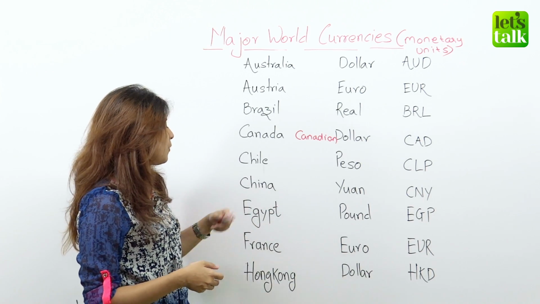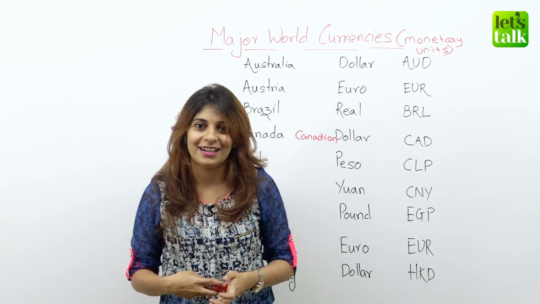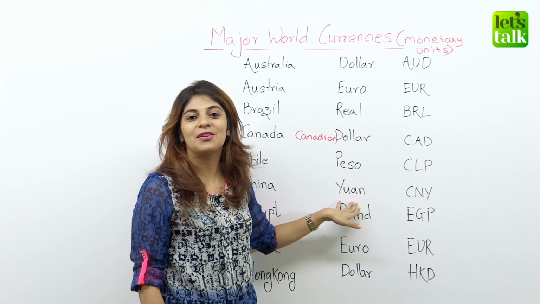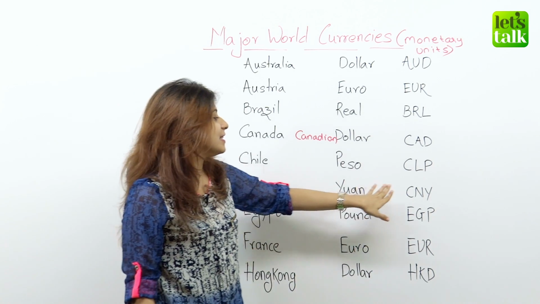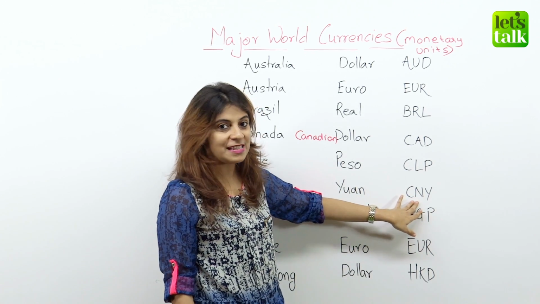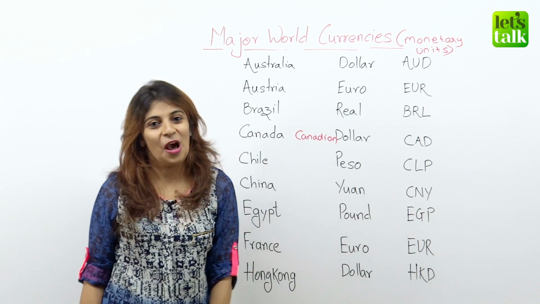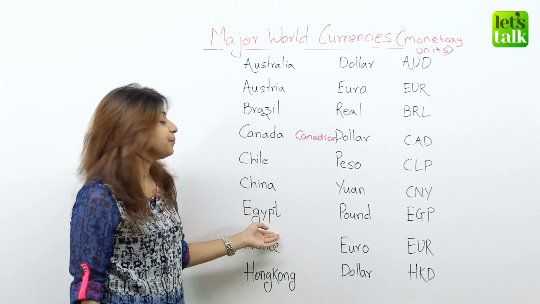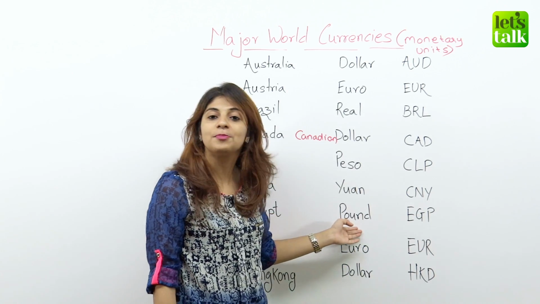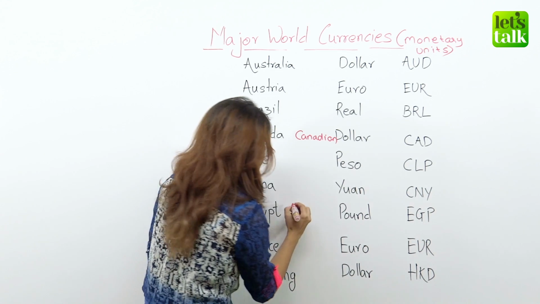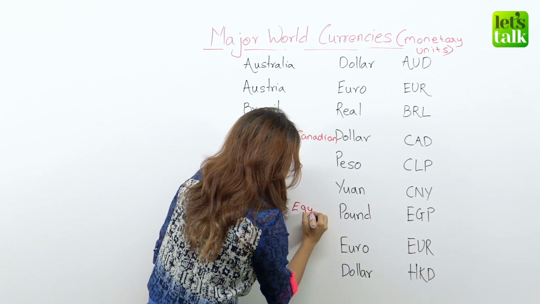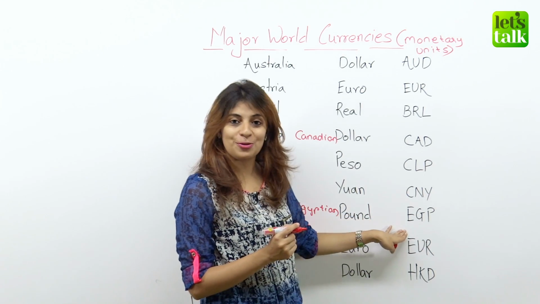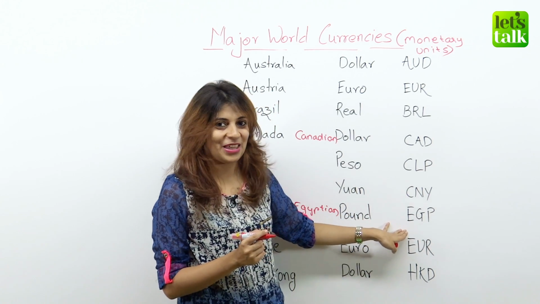Let's move on to another one, which is China, the great big China. Now in China, the currency that we use is yuan, and the ISO code for this currency is CNY. Alright, then we also have Egypt. In Egypt, we have the Egyptian pound. Okay, to be specific again, it's Egyptian pound. And the ISO code for Egyptian pound is EGP.